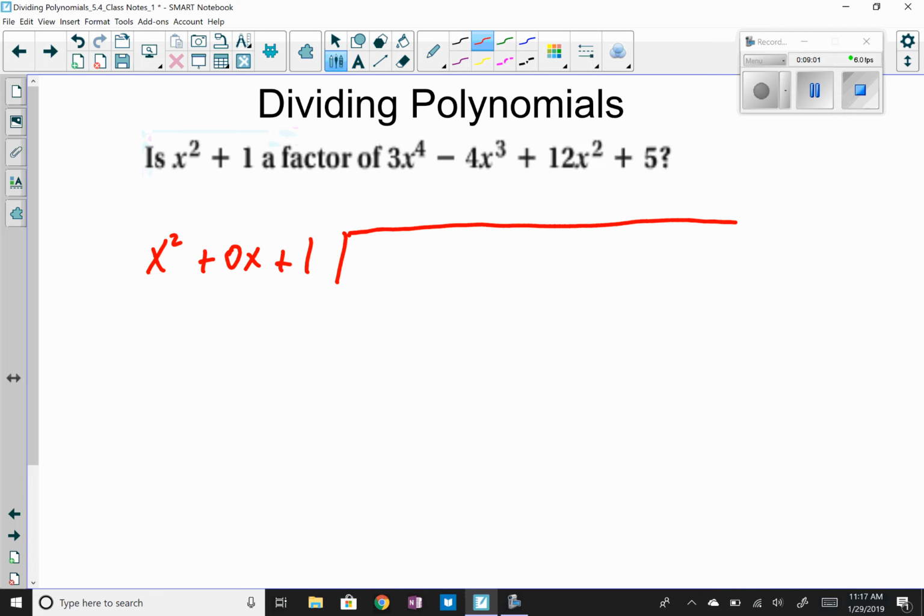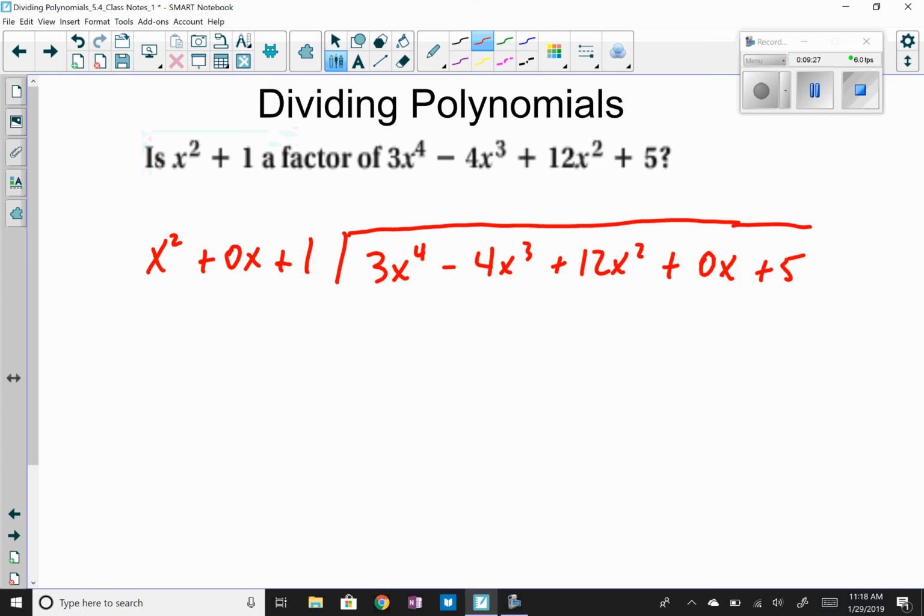That's got to go into, so we have x to the fourth, x to the third, x squared. Again, we're missing an x to the first. We're going to have to put a placeholder in for it. So let's write that in. 3x to the fourth minus 4x cubed plus 12x squared plus 0x for the placeholder, and then plus 5.